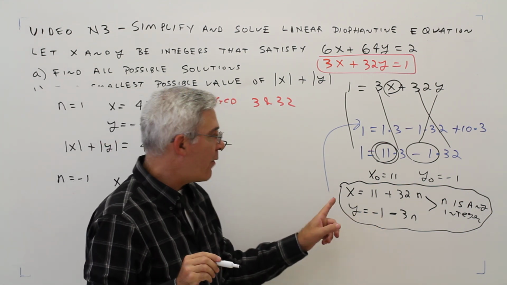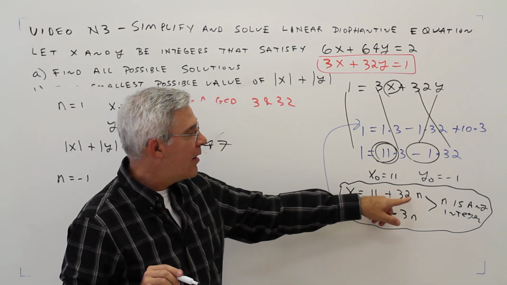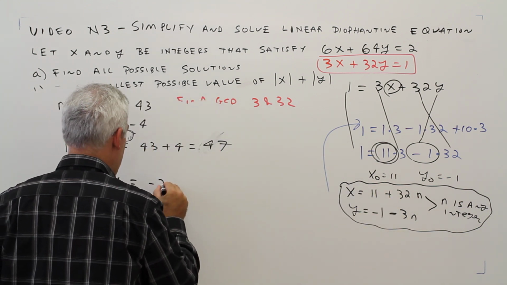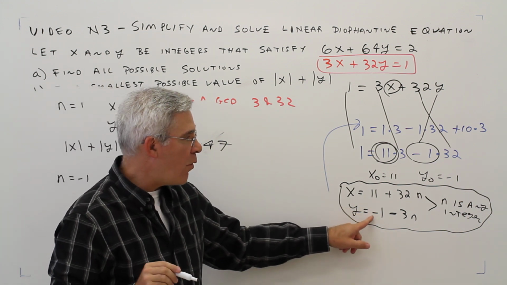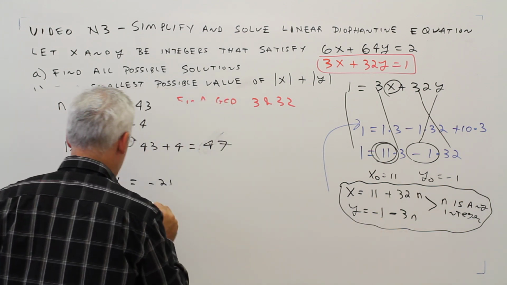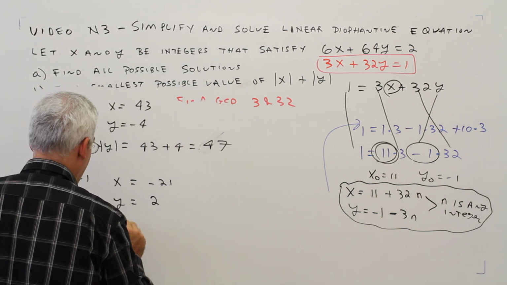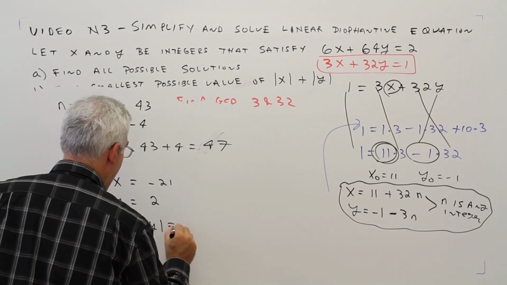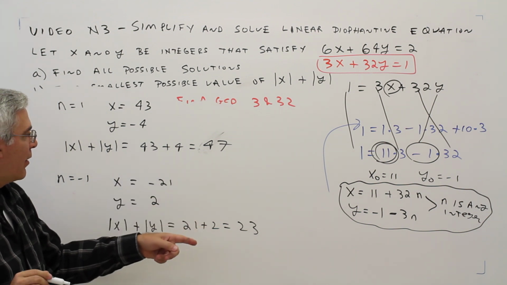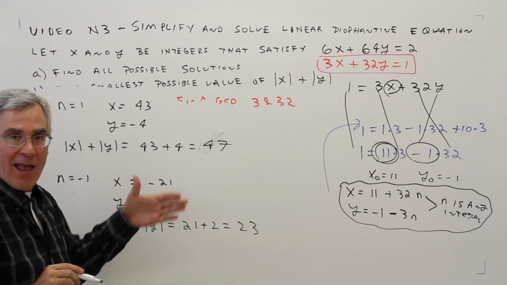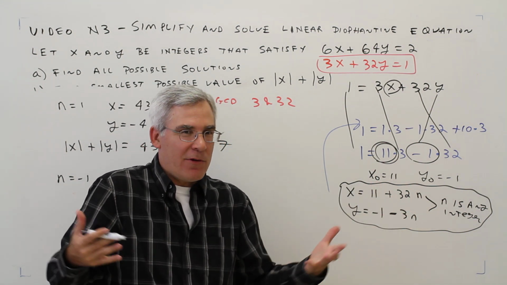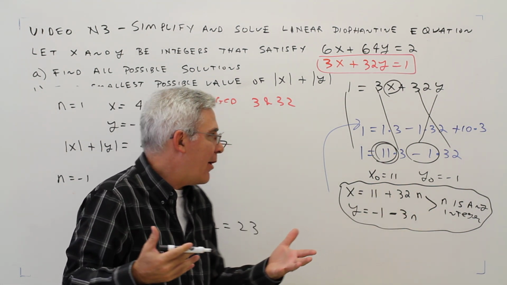You could let n equal minus 1 and do the same process. If n were minus 1, 11 minus 32, that's going to be minus 21. Minus 1, that's going to be plus 3, so it's going to be 2. So the absolute value of x plus the absolute value of y equals 21 plus 2 equals 23. That's smaller. If you kept letting n be more and more negative, you can see that these absolute values are going to end up being larger and larger.